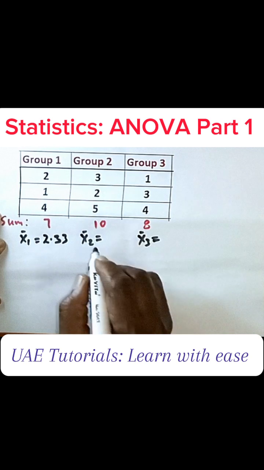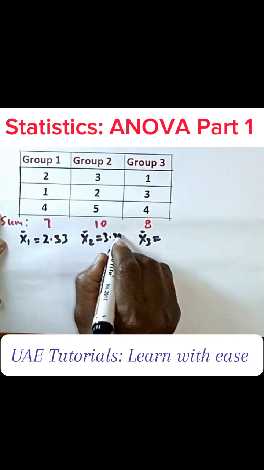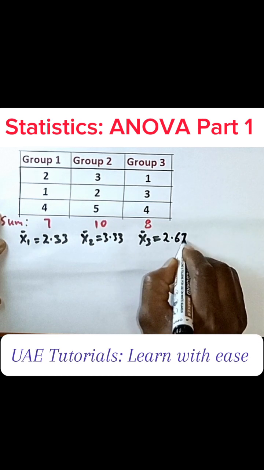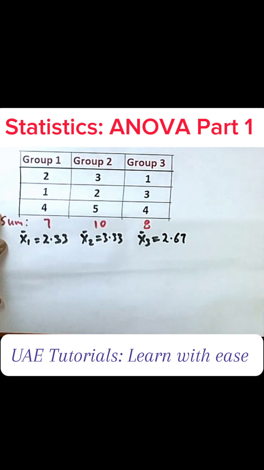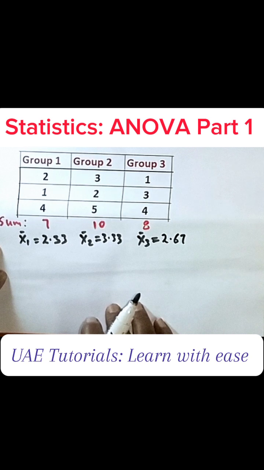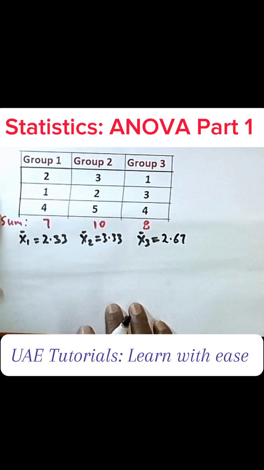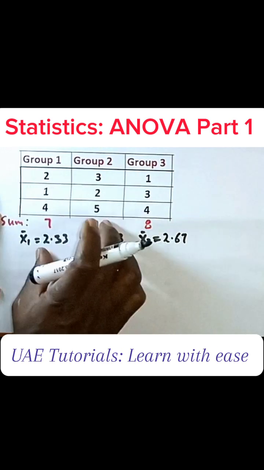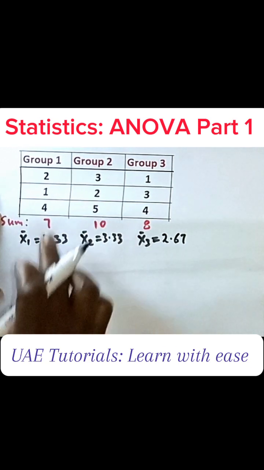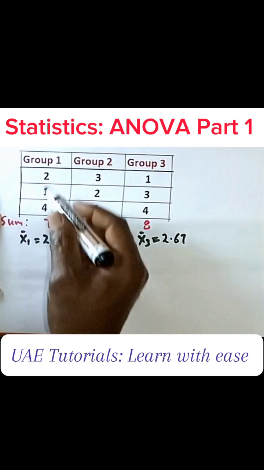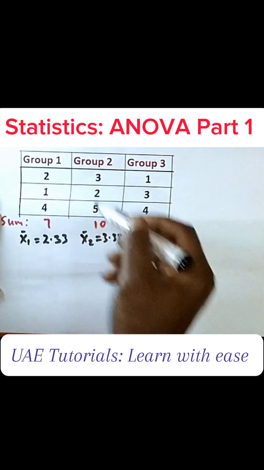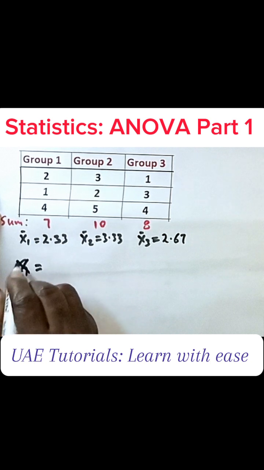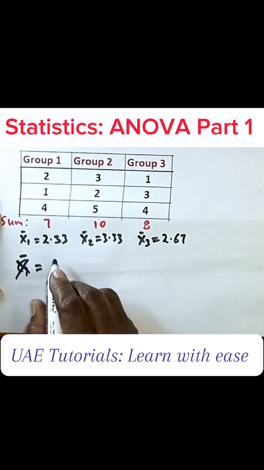The mean for group 2 is 3.33, while the mean for group 3 is 2.67. With this, we will now calculate what is known as the grand mean. The grand mean is simply the total sum all over the total number of samples. And as we can see, the total number of samples is 9, 3 for each group. If you do that, the grand mean, I'll call it X, big X bar, is 2.78.